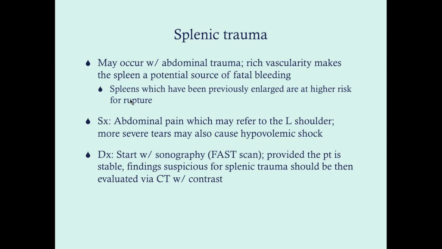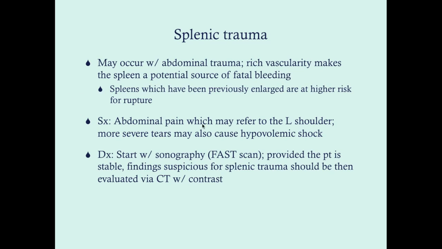So let's say you had mono 5 years ago. Even if your spleen's not enlarged now, if your spleen has been enlarged in the past, you are at higher risk for rupture. Not as high of risk as if your spleen were enlarged. Let's say you're mono right now. Your risk is certainly much higher right now than it would be 5 years from now. However, if your spleen has ever been enlarged, you're at higher risk than if your spleen had never been enlarged.